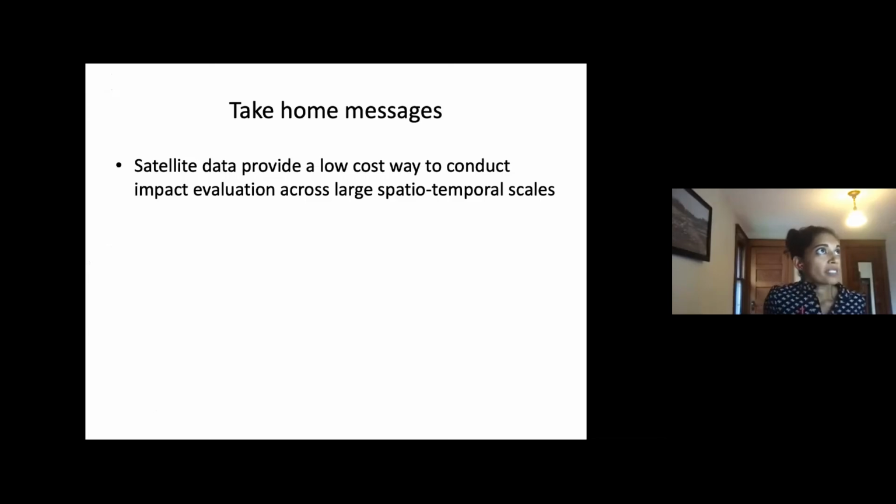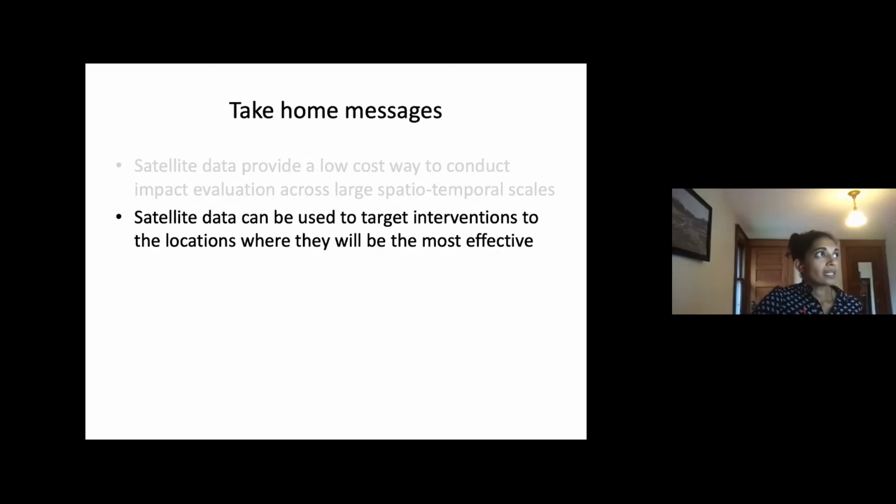So the take-home messages from this first project are that satellite data do provide a low-cost way to conduct impact evaluation at large spatial and temporal scales. And also, satellite data can be used to target the intervention to the locations that will be most effective.